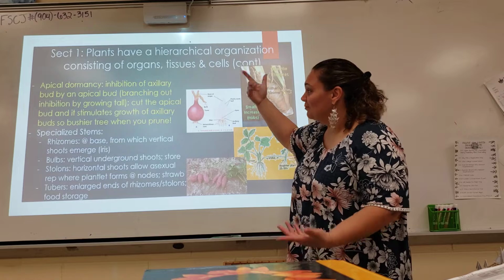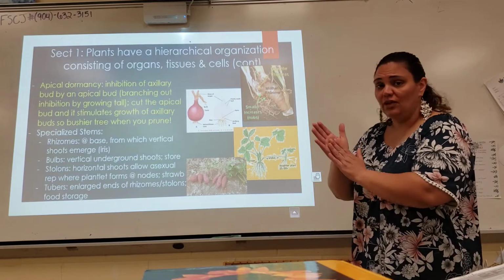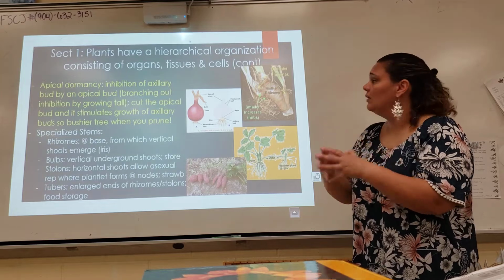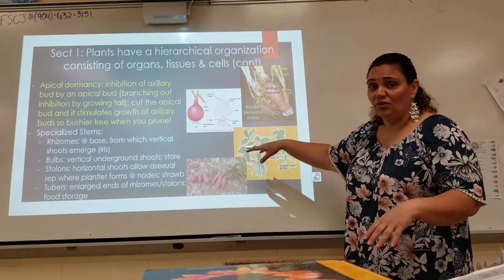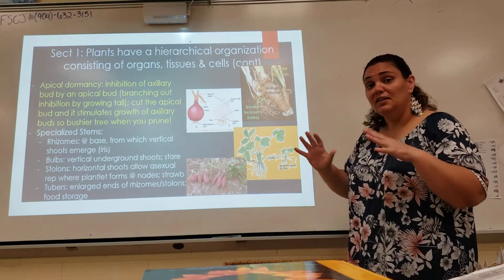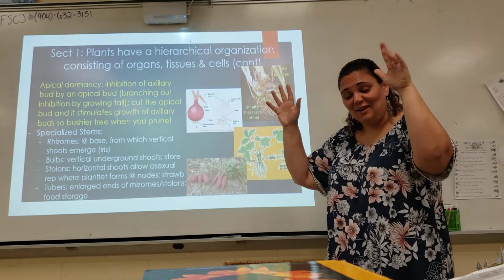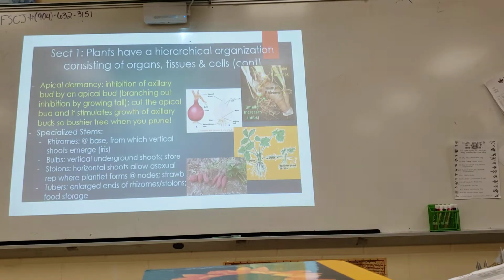Right there. Inhibition of axillary bud by an apical bud branching out so nothing can grow. It stops everything from growing. You cut the apical bud and it stimulates the growth. That's why we prune in the spring, to allow everything to grow and take off. Not just take off in the stem, but also in the roots. You'll have a lot of growth in the roots as well.